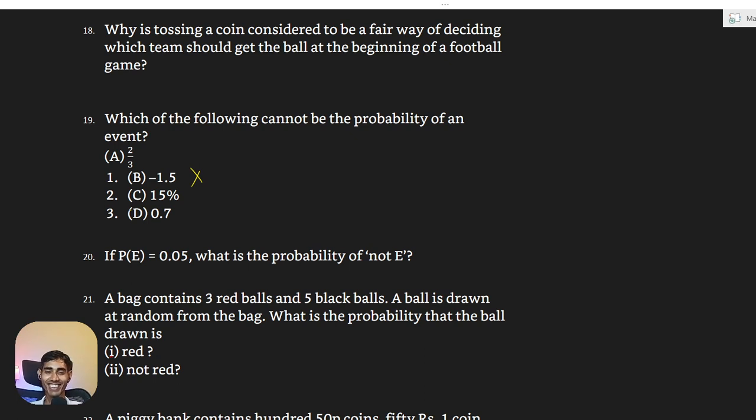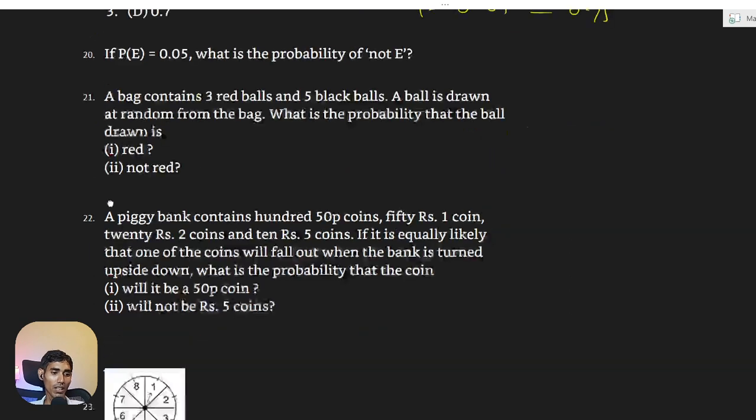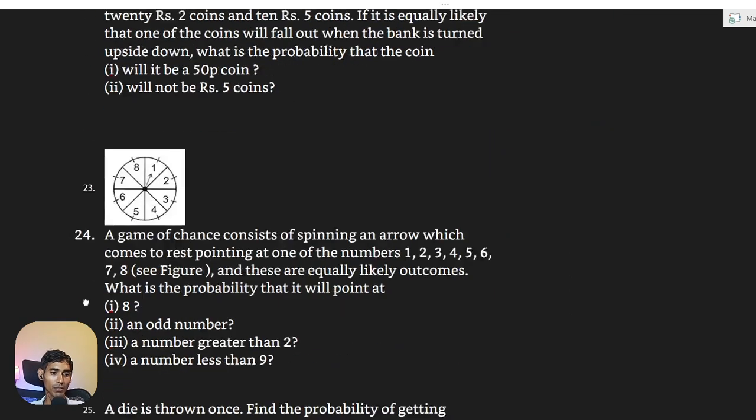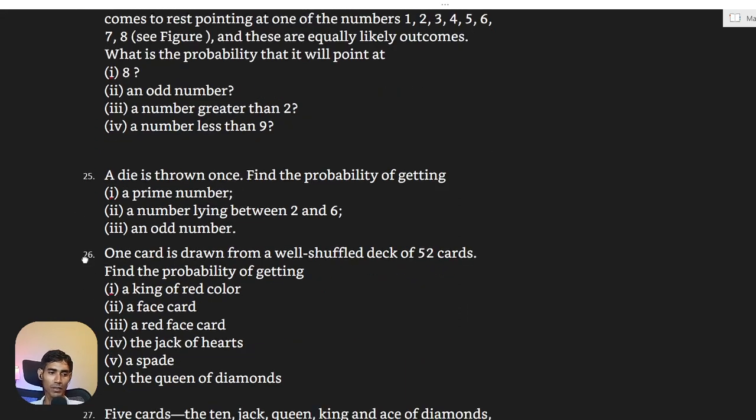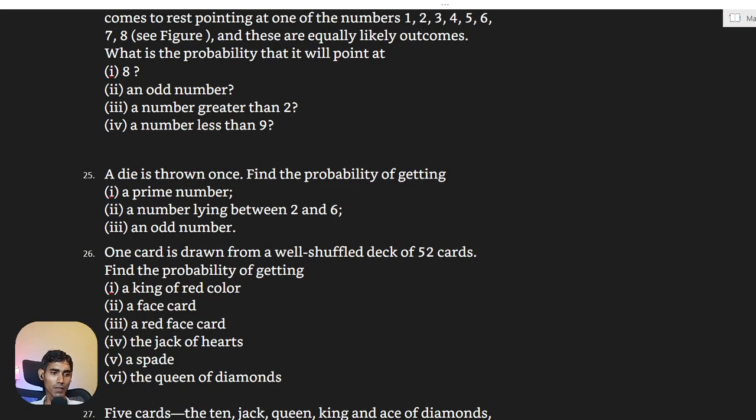You can raise your hand and then answer. Okay, Shrita. 0.95. 1 minus 0.05 is 0.95. Tapasya, is that okay? Not red, not black. Can't help. 22, you try yourself. Number less than, number greater than, you try that yourself.